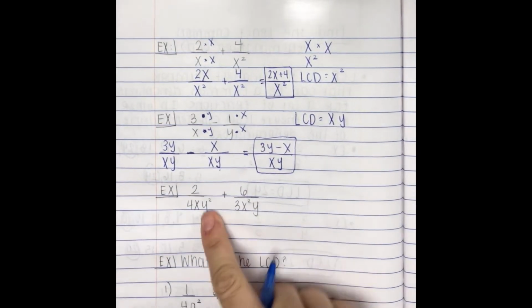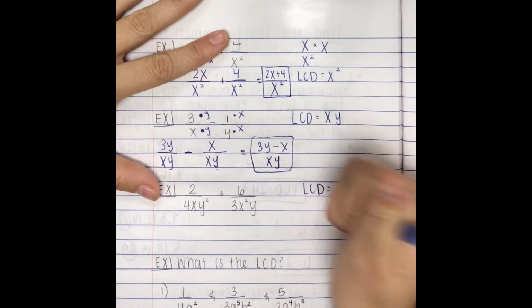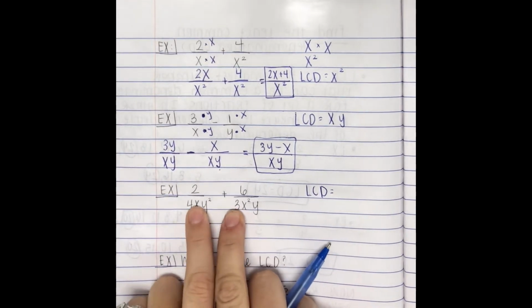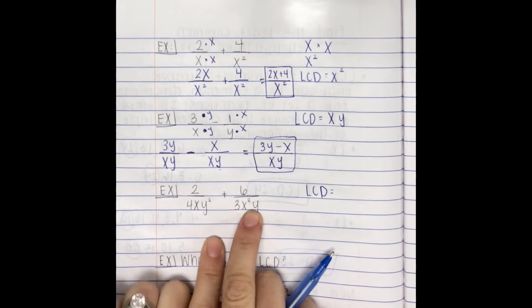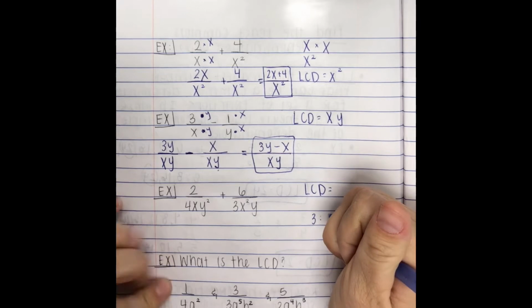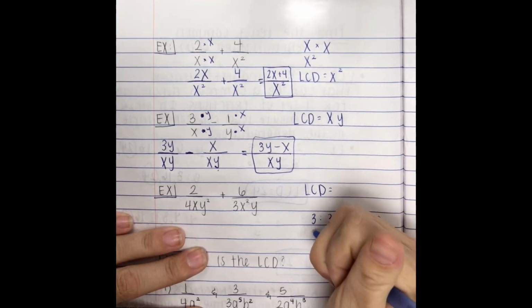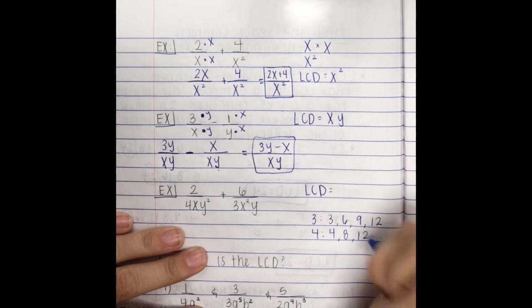Okay, let's look at it here. Least common denominator, okay? It's always what you've got to figure out. We can first focus on the 3 and the 4, and then we'll come back to the x's and the y's, okay? So with 3, I would have 3, 6, 9, 12. With 4, I would have 4, 8, 12, so I can stop.